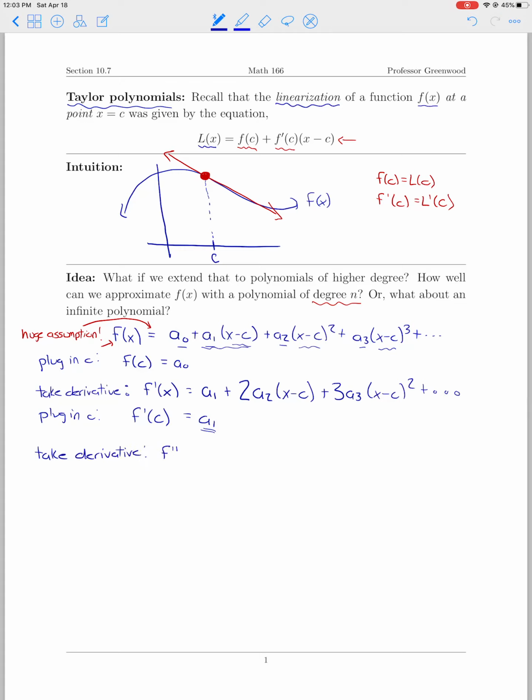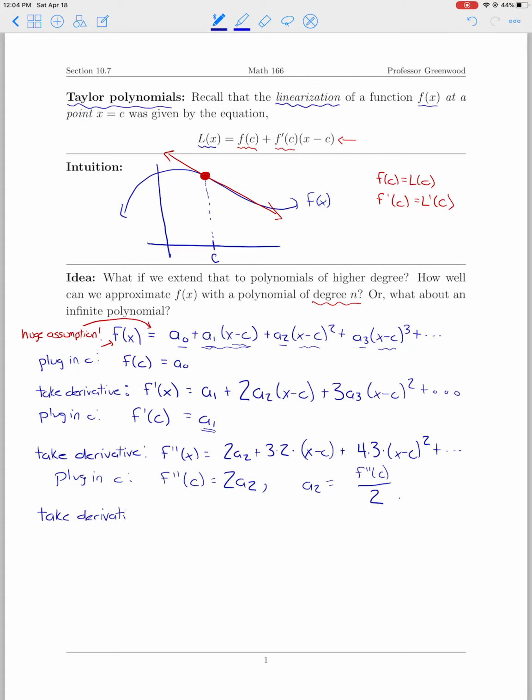And so if I take the next derivative, then I get f double prime of x is equal to 2a2 plus 3 times 2 times x minus c, plus the next term would have been 4 times 3 times a4 times x minus c squared, and so on. And so now if I plug in c into this, then I'm going to get f double prime of c is equal to 2a2. And so in other words, this time I'm getting that a2 is equal to f double prime of c divided by 2. And so that divided by 2 is a little bit different than before. And so let me look at another one just to see what's going on with this division.